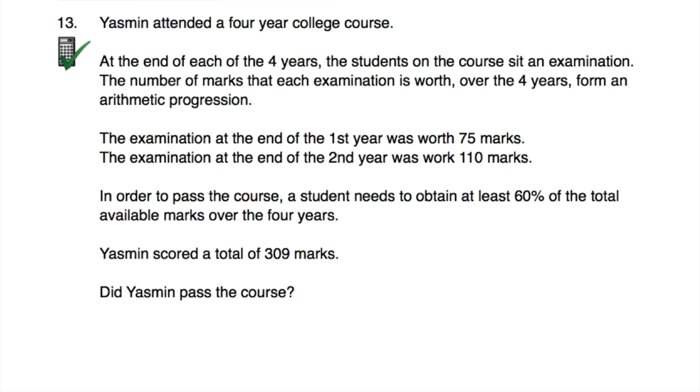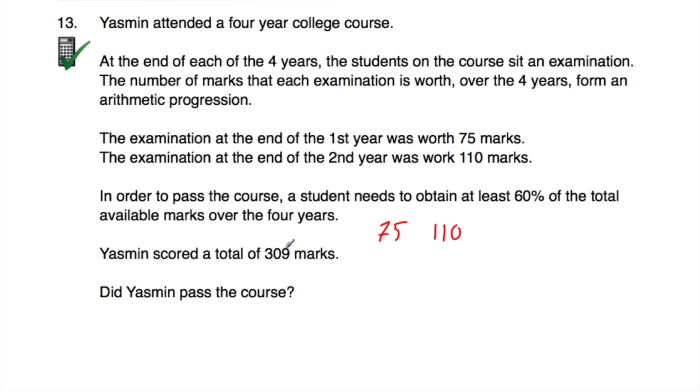but as you can read here, it's bigger. And then the question says the examination at the end of the first year was worth 75 marks. It says the examination at the end of the second year was worth 110 marks. And then it says in order to pass the course, the student needs to obtain at least 60% of the total marks over the 4 years.